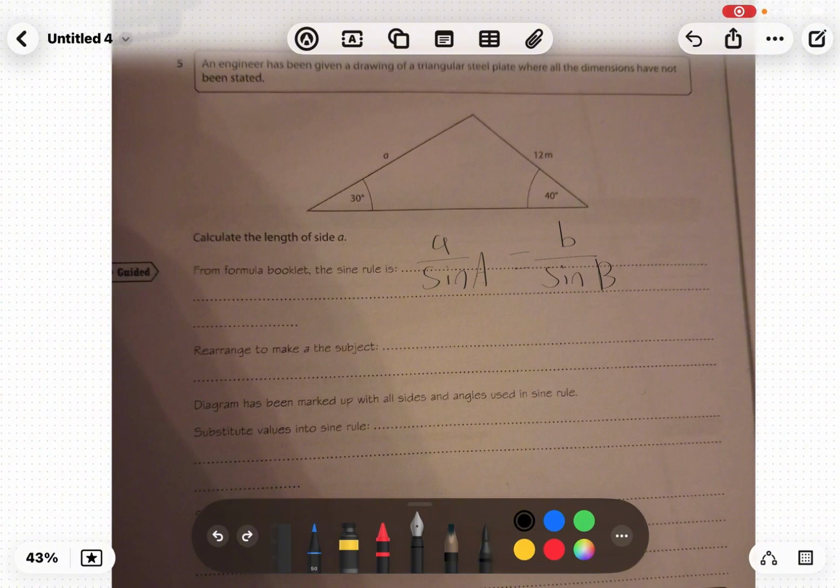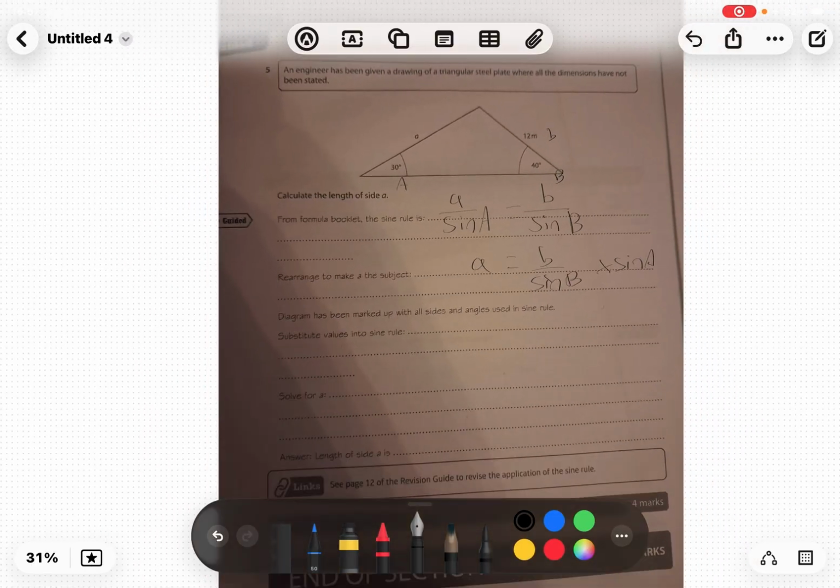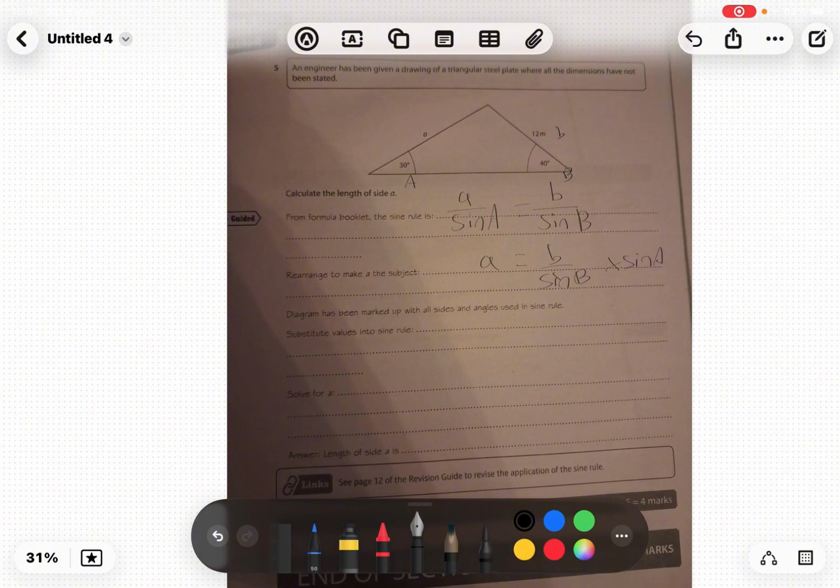So small a is the actual length, and the big ones are the degrees. So this is big A, this is small b, this is big B, and this is small a, as we can see. We have to rearrange everything to make a the subject because we're looking for a. So that will be a equals b over sine B times sine A. So we just have to substitute the numbers in.